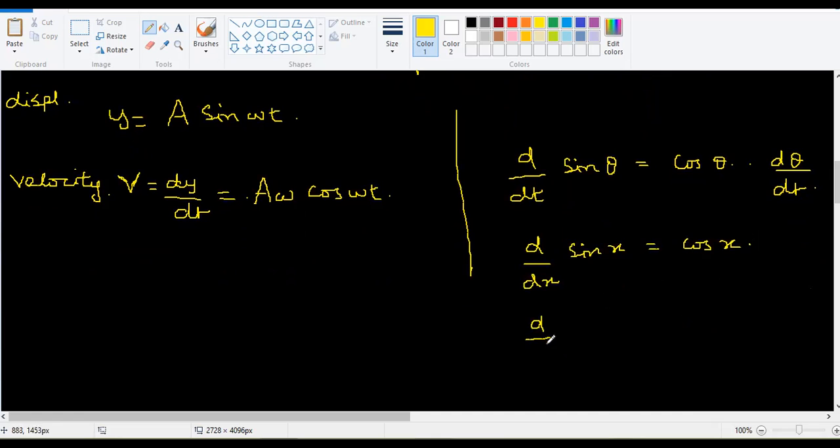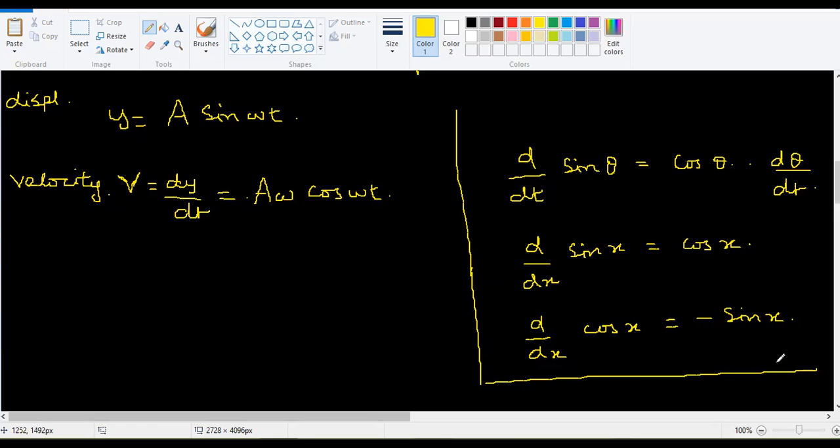Similarly, differentiation of cos x will be minus sin x. So I think I have given this somewhere else. So take it down. Any questions so far? No, sir. Okay, very good.